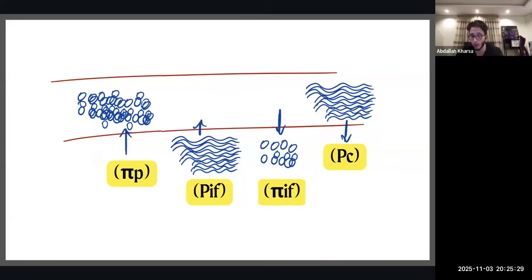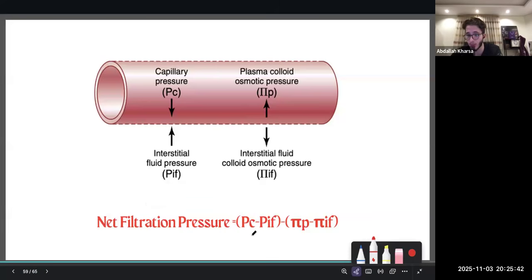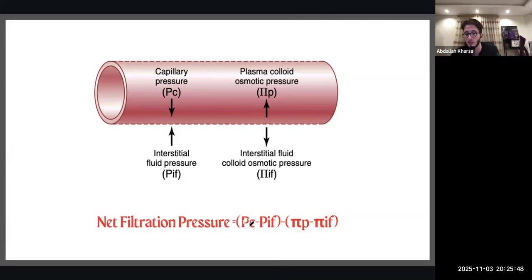They all have some kind of equilibrium or balance. There's always fluid leaving and fluid entering. This equilibrium or this balance is called the net filtration pressure. You're basically taking the forces that want fluid to leave and you're subtracting them from what wants to enter.